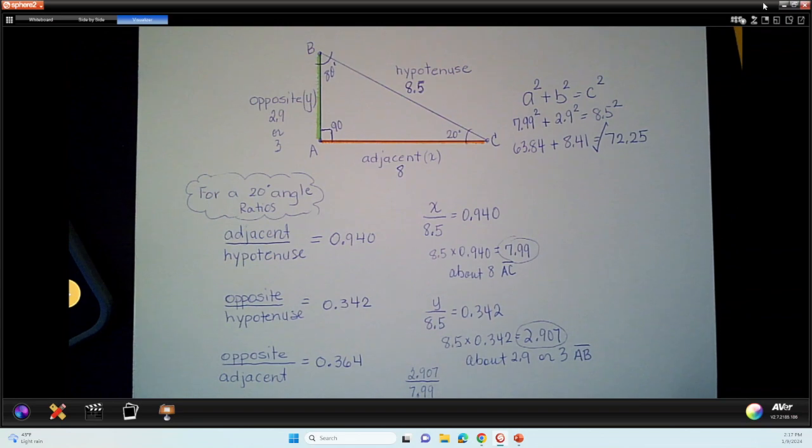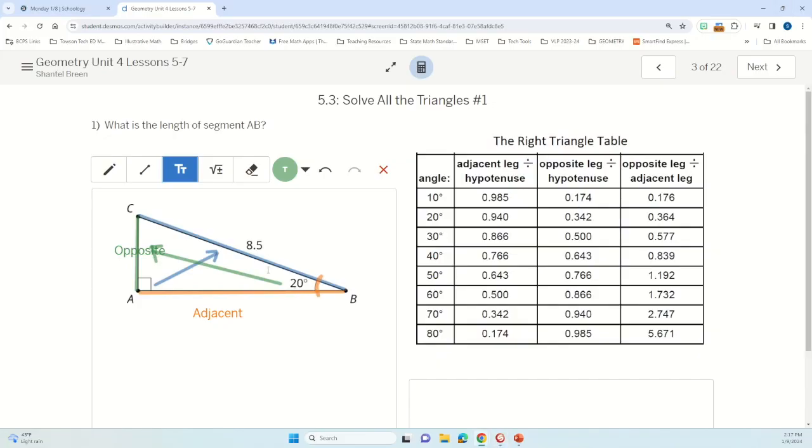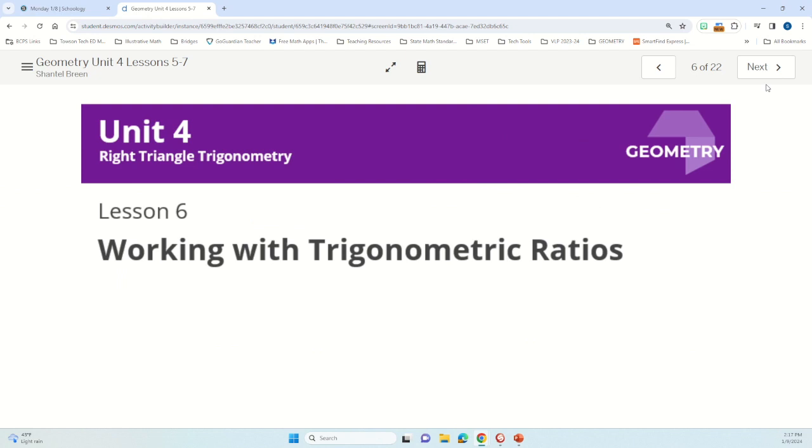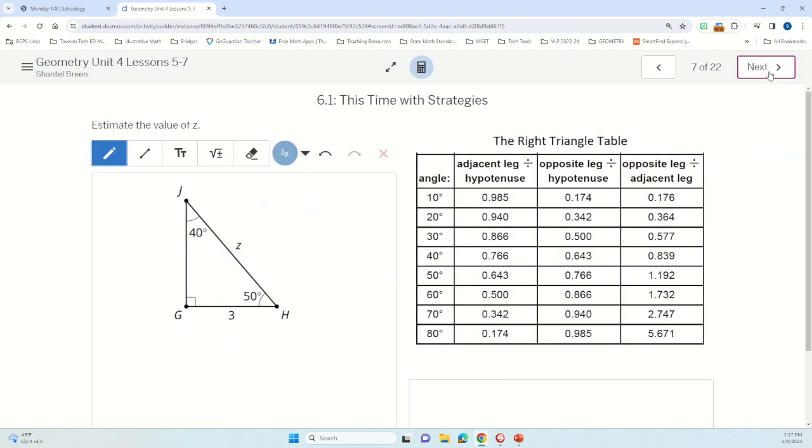All right, so here we go. We just figured this out. We're pros, and all we did was use the information from the table. Now, I'm going to skip ahead a couple questions. We did a lot of these in class, but I'm going to go to lesson 6, and we're going to take a look at this one.